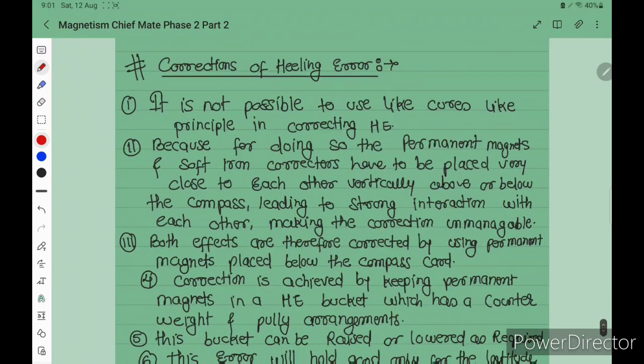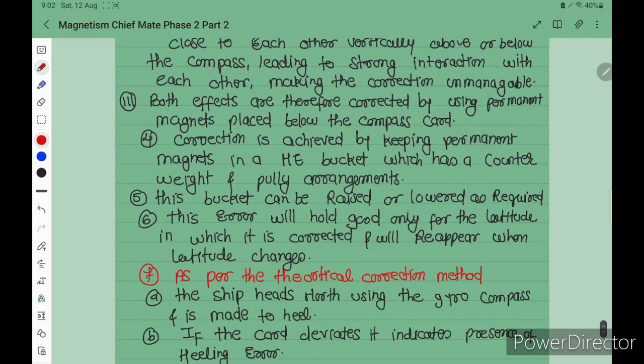Correction of heeling error. It is not possible to use the like-cures-like principle in correcting heeling error, because for doing so, permanent magnet and soft iron correctors have to be placed very close to each other, vertically above or below the compass, leading to strong interaction with each other, making the correction unmanageable. Both effects are therefore corrected by using a permanent magnet placed below the compass card. Correction is achieved by keeping a permanent magnet in the heeling error bucket, which has a counterweight and pulley arrangement. This bucket can be raised and lowered as required. This correction will hold good only for the latitude in which it is corrected and will reappear when latitude changes.